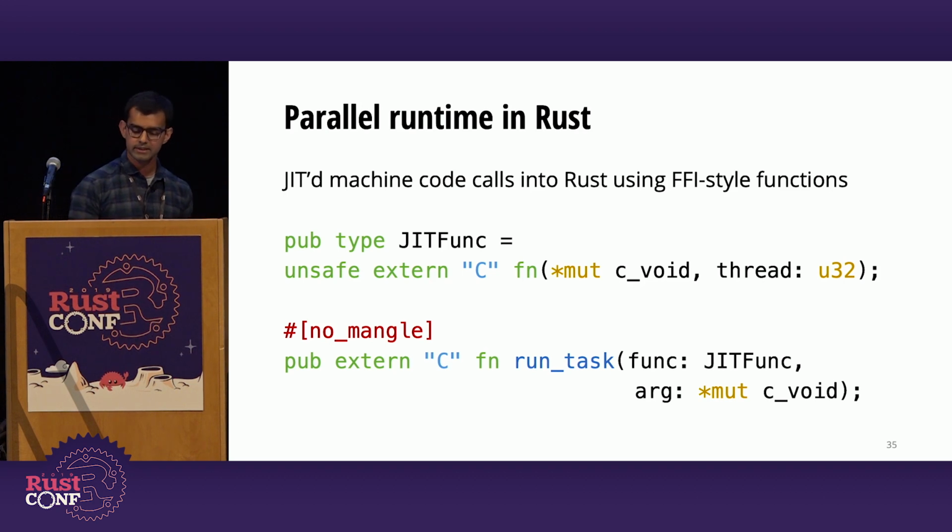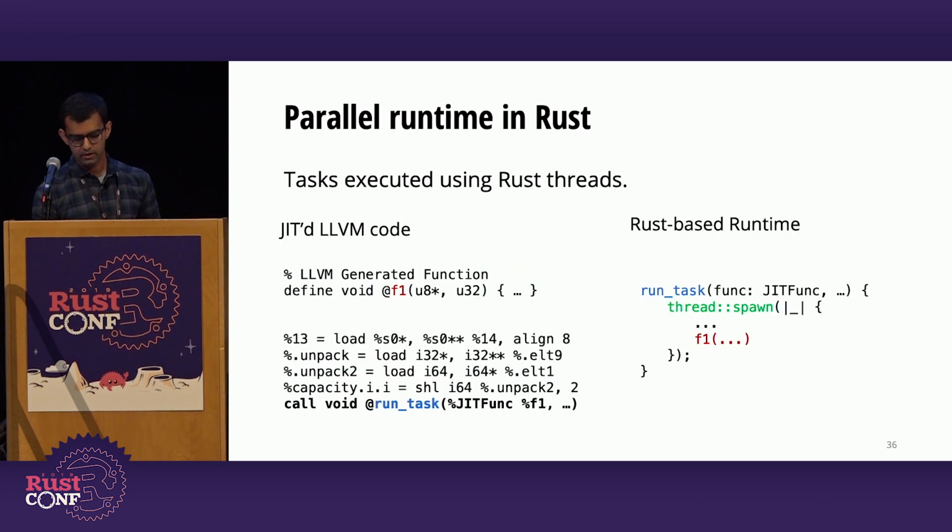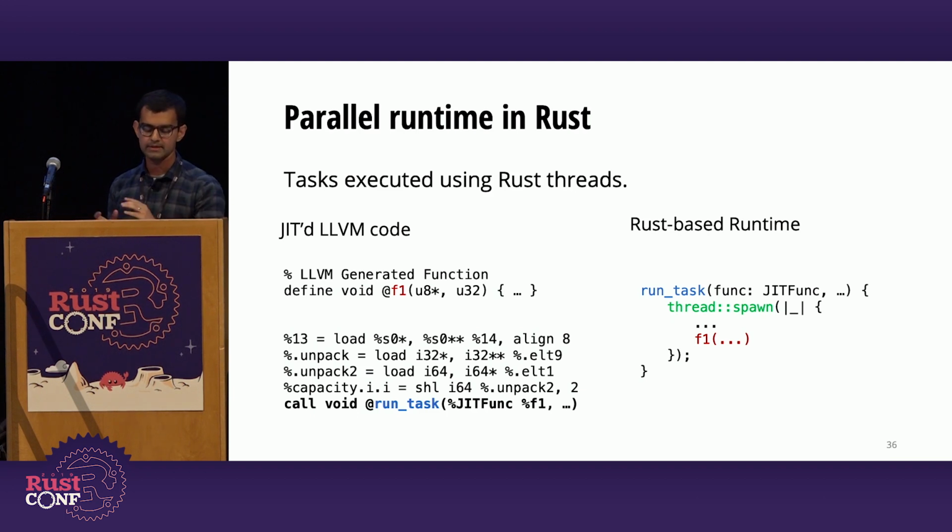And then you have this run task function, which is a standard everyday Rust function, except it has this C wrapper as well. By wrapping it as an FFI function, you can call that function from the generated code. So this is what that looks like. This is kind of scary looking, but it's not that bad. You have this function F1 that's generated via the JIT, and then you have some code that does some unpacking and stuff. And then you have the run task function. Run task takes F1, which is a function that we generated, as an input. So this is just a pointer. And run task is just written in Rust.